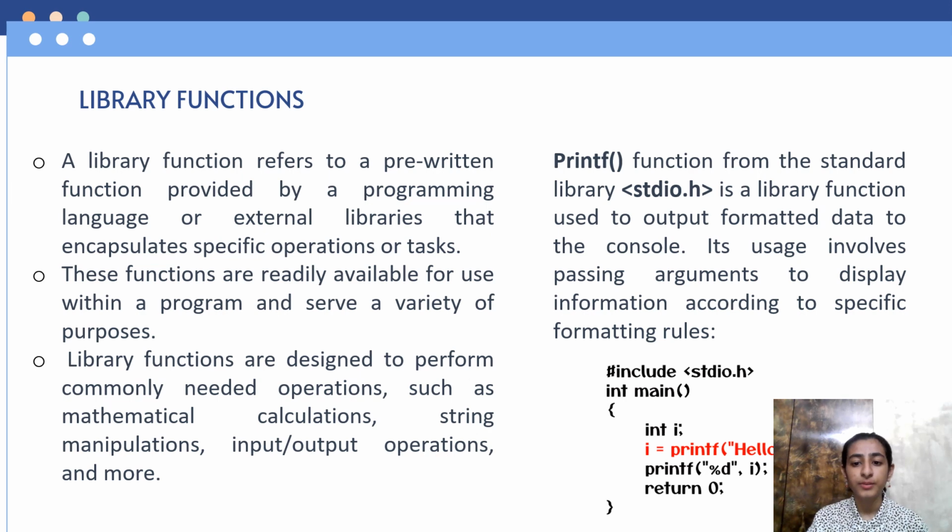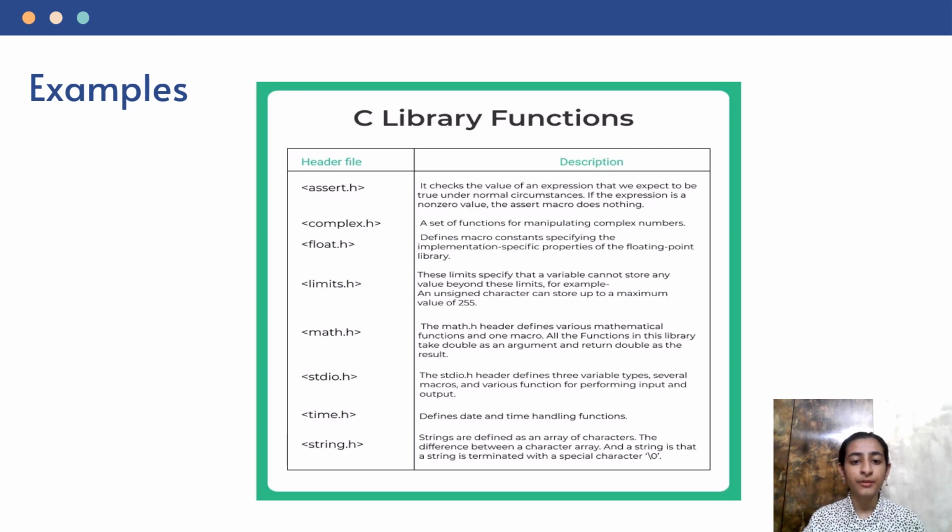The printf function from the standard library stdio.h is a library function used to output formatted data to the console. Its usage involves passing arguments to display information according to the specific formatting rules. Here is a small example of a library function. Here are some of the examples of library functions. The most commonly used are math.h, stdio.h, and string.h.